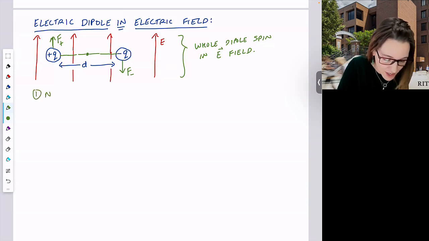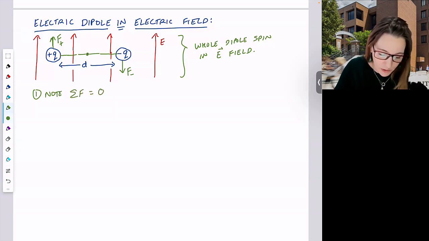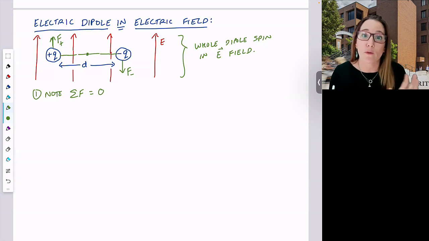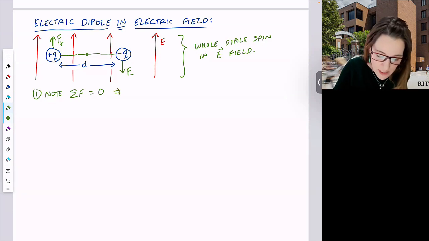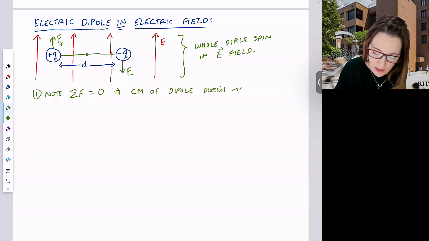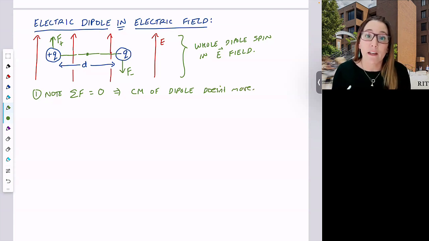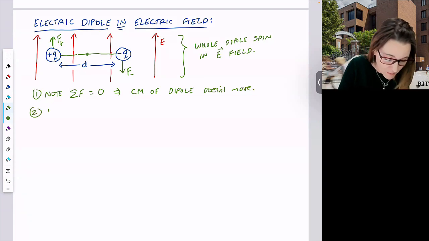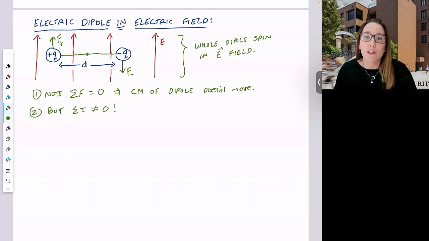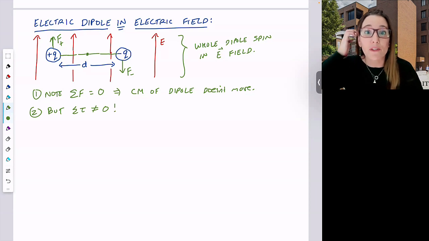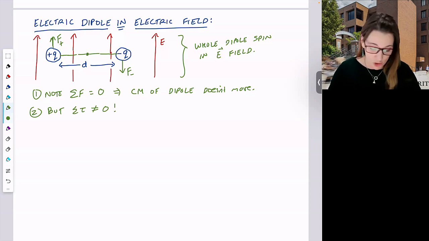First, note that the net force, the sum of the forces on the dipole, is equal to 0, because we have these equal and opposite forces, one force up, one force down. What that means is that the center of mass of the dipole doesn't move. But then there is a torque. The sum of torques is not equal to 0. So let's think about what these torques would be.